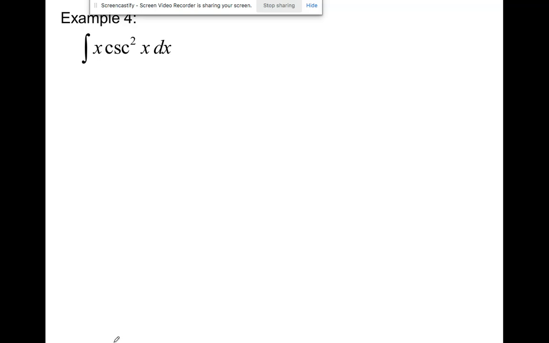I skipped example 3. We'll do that in our live session, and I'm on to example 4. Again, I recognize I have a product. I think use substitution first because I have a cosecant x inside squared, but the derivative of my u wouldn't be there. So I thought integration by parts.